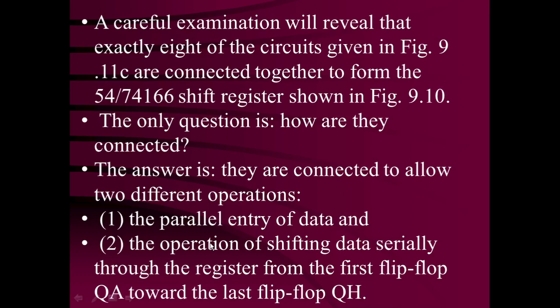On every clock pulse, a single data bit is entered in a serial fashion, and the data shifts from flip-flop QA toward the last flip-flop QH. So, there are two operations: the parallel entry of the data, and the shifting of the data serially through the register from the first flip-flop QA toward the last flip-flop QH.